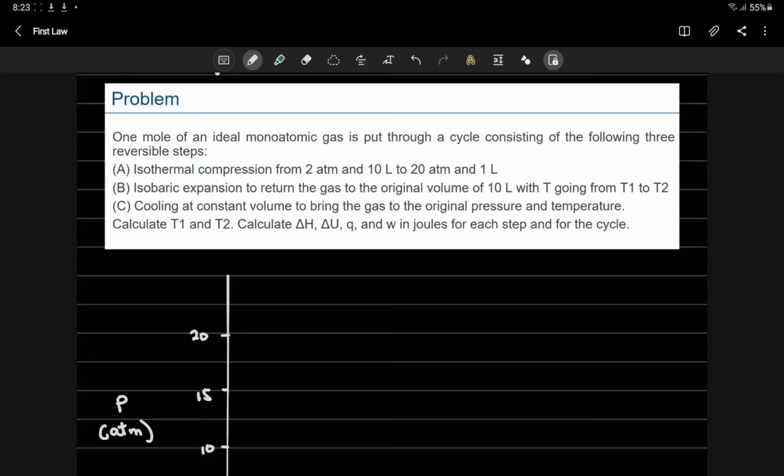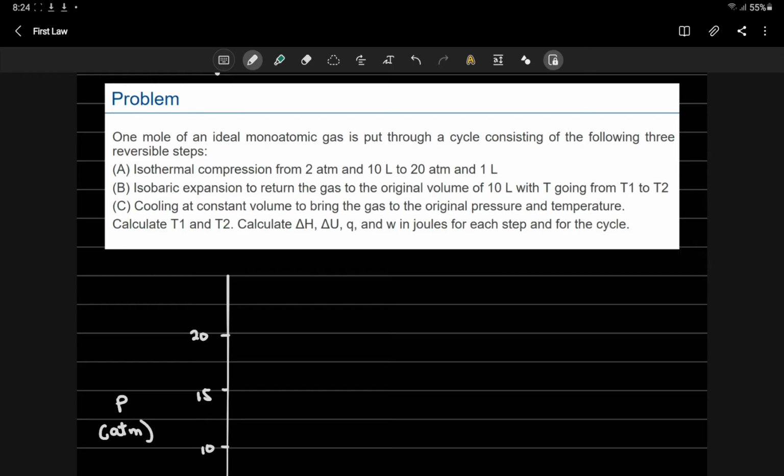Solve this problem wherein 1 mole of an ideal monoatomic gas is put through a cycle consisting of the following 3 reversible steps. Number 1, there will be an isothermal compression from 2 atmospheres and 10 liters to 20 atmospheres and 1 liter. Number 2, isobaric expansion to return the gas to the original volume of 10 liters, with the temperature going from a certain temperature T1 to temperature T2. And the last step is cooling at constant volume to bring the gas to the original pressure and temperature.